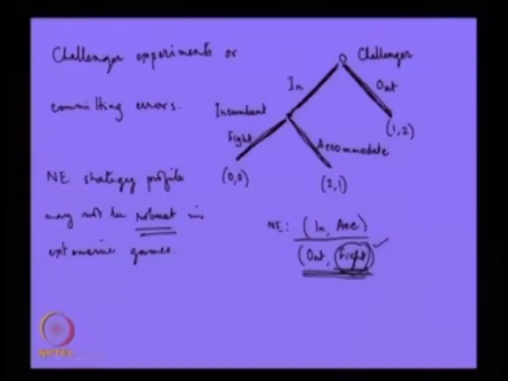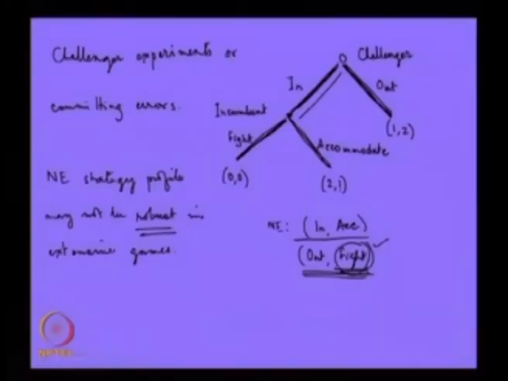But in an extensive game, the things are moving stage by stage. There is no binding agreement here. Here, if the challenger in fact gets in, then truly speaking it is not optimal for the incumbent to fight with him. So once in has happened, it is suboptimal for the incumbent to fight. Therefore, this kind of strategy that after in I will fight seems to be an empty threat. It's a non-credible strategy.